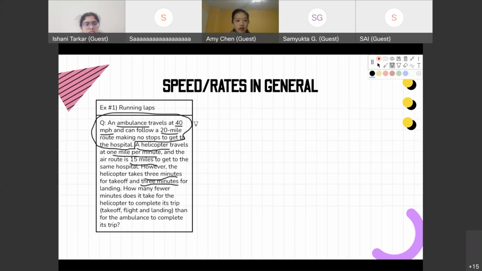The ambulance travels at 40 miles per hour, so that's its speed, and it's going to follow a 20-mile route. So how much time would it take the ambulance to travel to the hospital, given the distance, which is 20 miles, and the speed, which is 40 miles an hour?